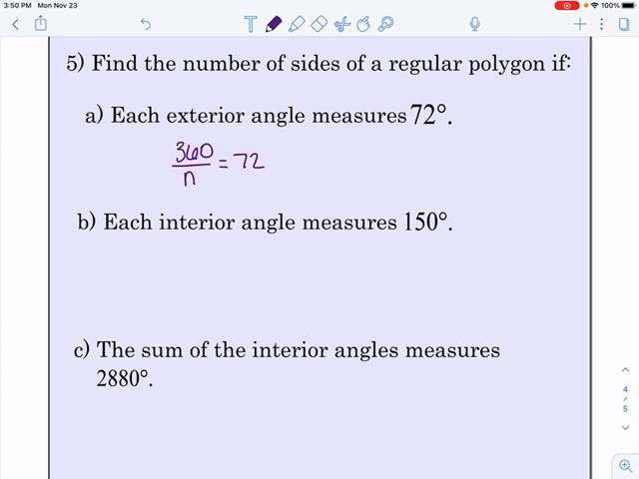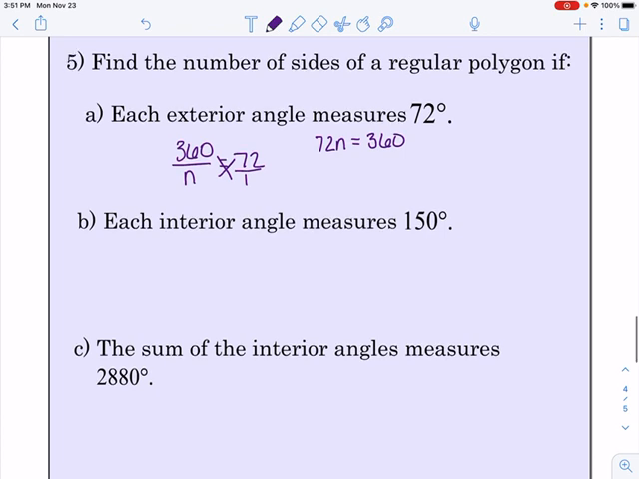Very simply, don't forget, if you want to make 72 into a fraction, you can put it over 1, and then cross multiply. So 72 times n is 72n, and 360 times 1 is just 360. To solve this, all you're going to do is divide both sides by 72, and n is going to equal 5.